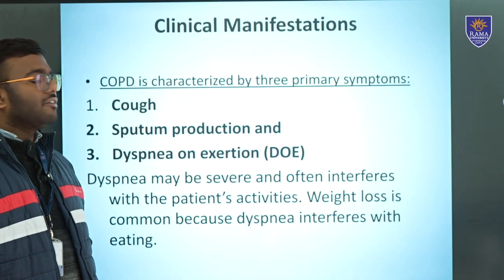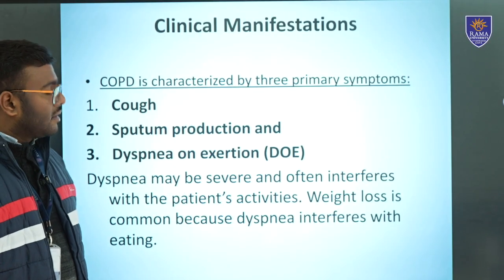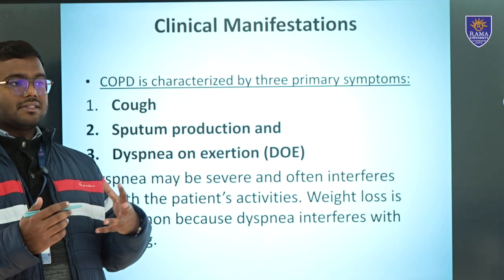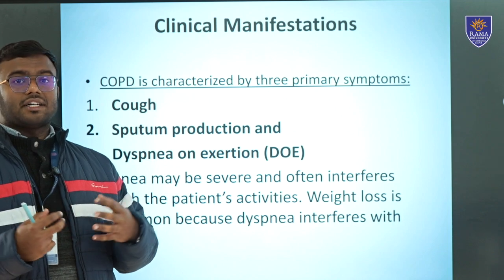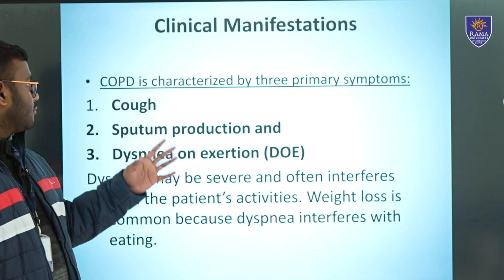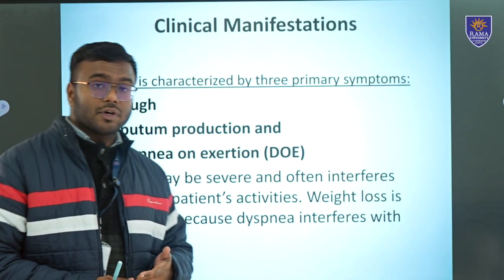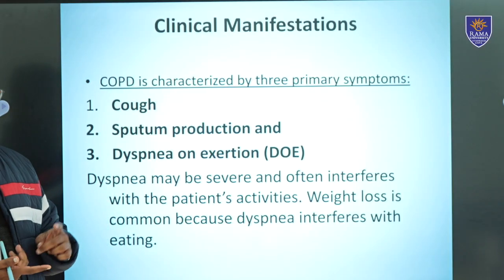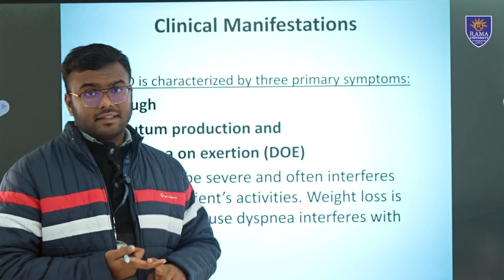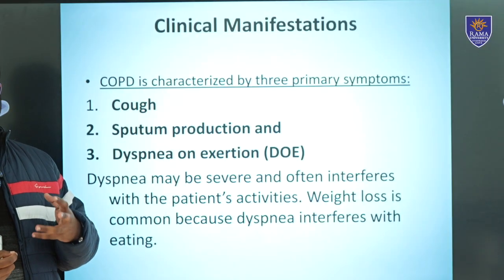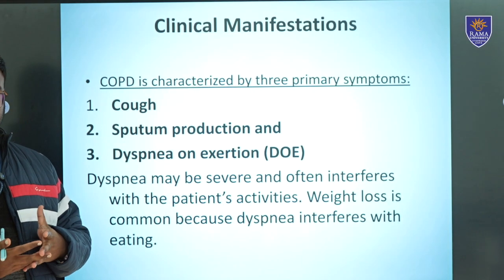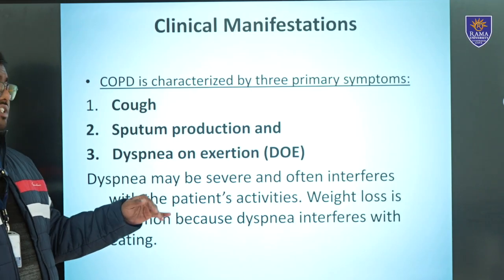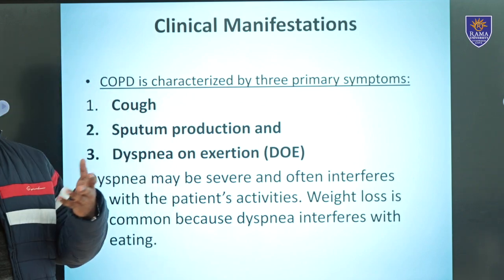Next, what are the clinical manifestations of COPD? Clinical manifestation means what are the basic symptoms? What are the basic signs which we get to see in a patient having COPD? The first one is the cough, sputum produced is second, and third is the very important dyspnea on exertion. Dyspnea, as we know, is the shortness of breath, and exertion means doing any type of physical activity like brisk walking, running, anything which does the exertion of our body.